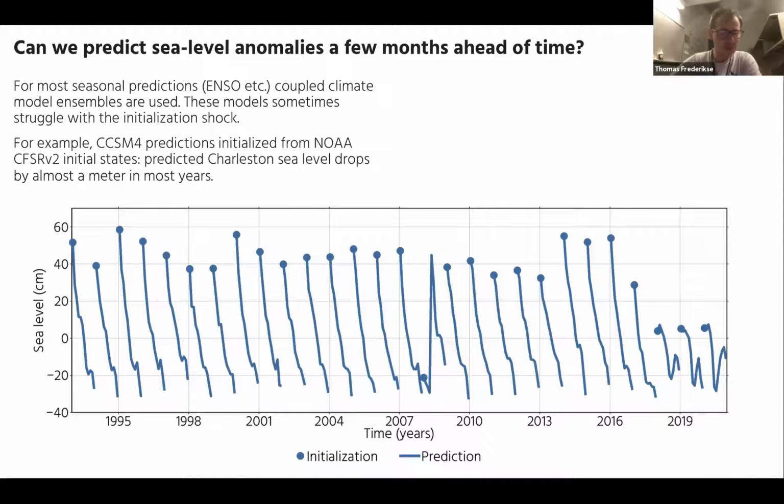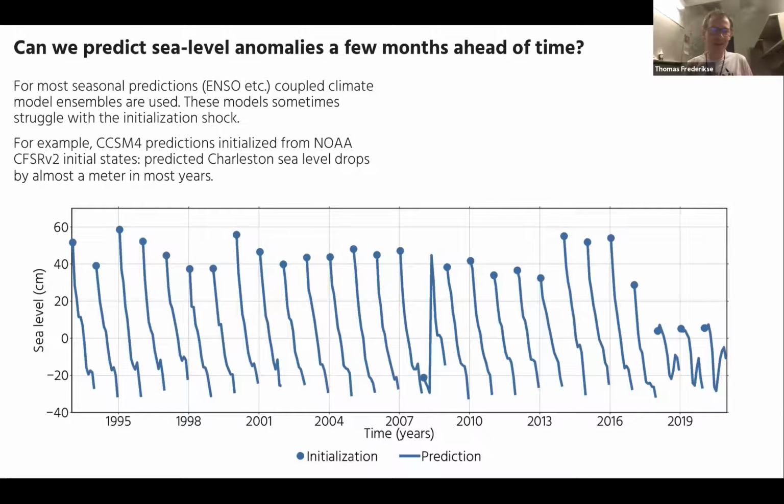That is especially a problem for sea level, because it's an ocean variable. Changes in the dynamic topography of sea level will immediately be affected. That is also the case for Charleston, which is really affected by the location of the Gulf Stream. Every time this CCSM model is initialized, that's the dot, and then it's run forward, sea level immediately drops almost a meter, almost every year. There's some variation, but as you can see, this is not very useful for prediction. This is just a wrong prediction.